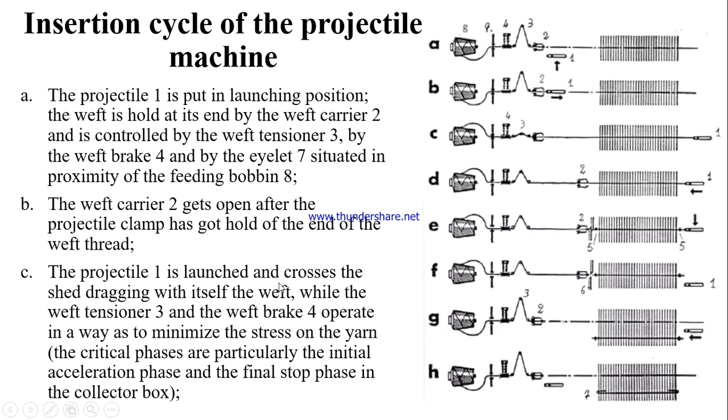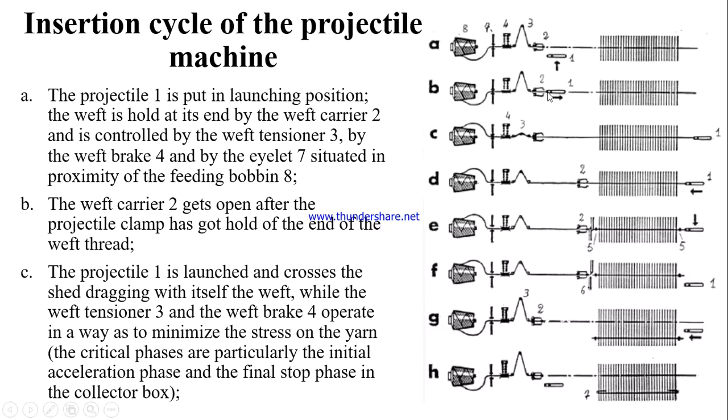The projectile is launched and crosses the shed, dragging with itself the weft, while the weft tensioner 3 and the weft brake 4 operate in a way so as to minimize the stress on the weft yarn. The critical phases are particularly the initial acceleration phase and the final stop phase in the collector box.